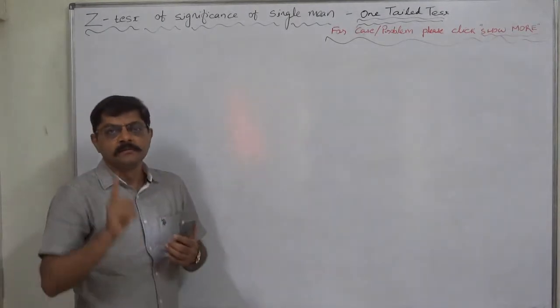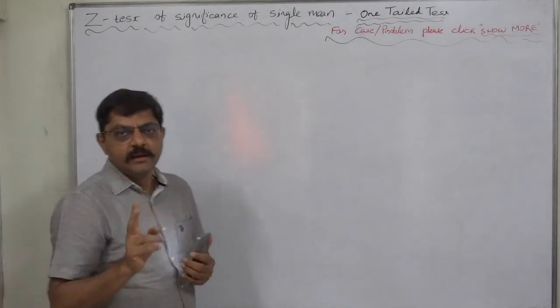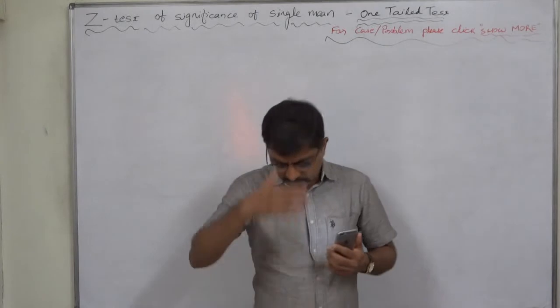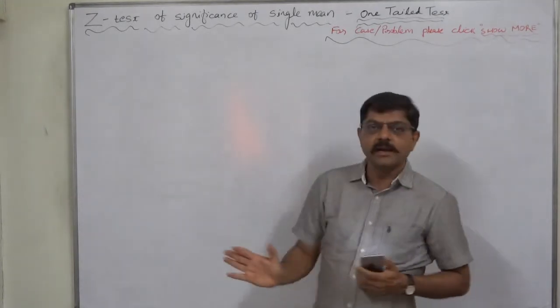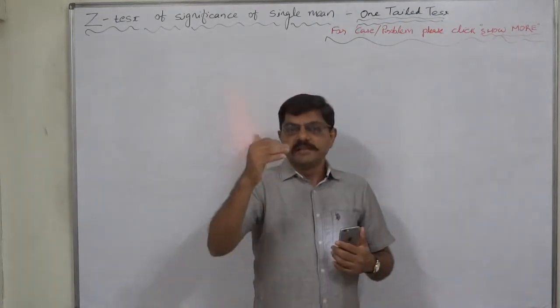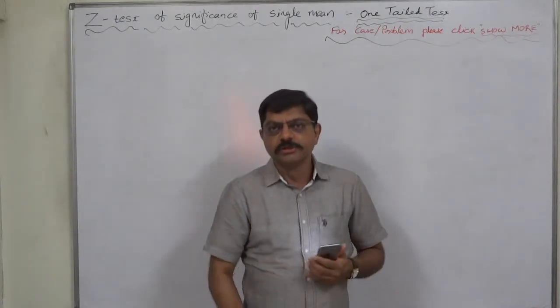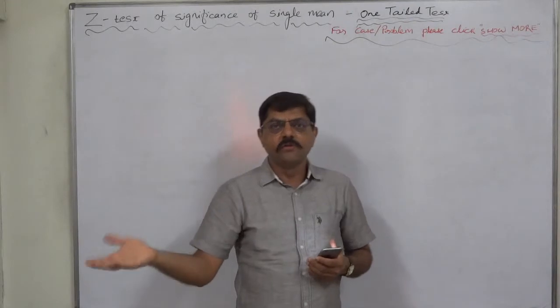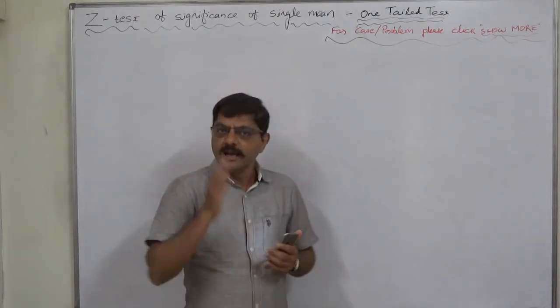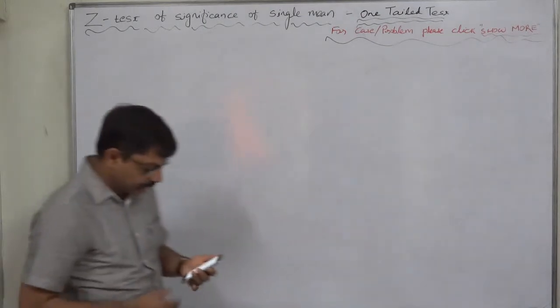Please take note of this, because many of the students always face confusion even after learning the calculation part and every step of testing of hypothesis. They are confused whether any particular case is of a one-tailed test or two-tailed test. That's why, at the cost of repetition, I am explaining all these things.